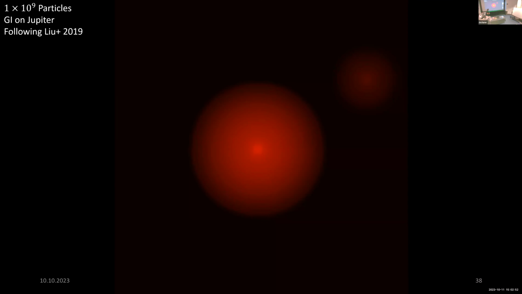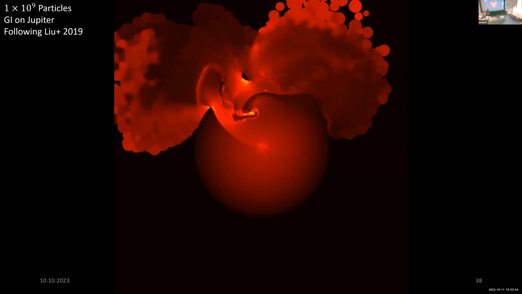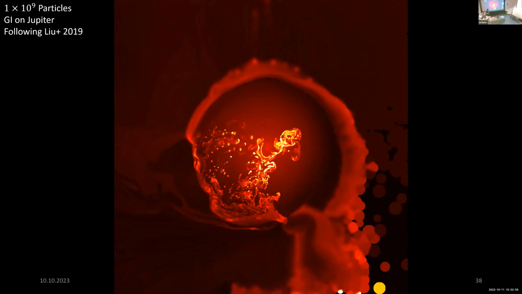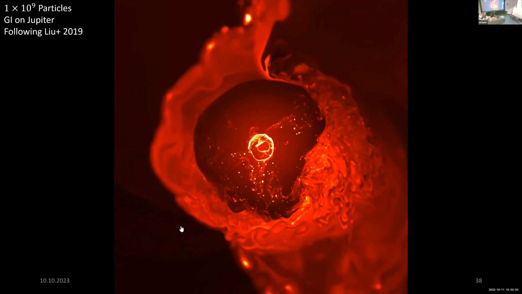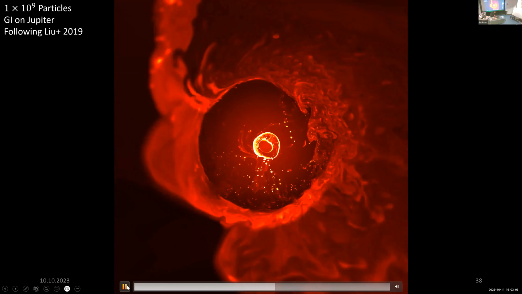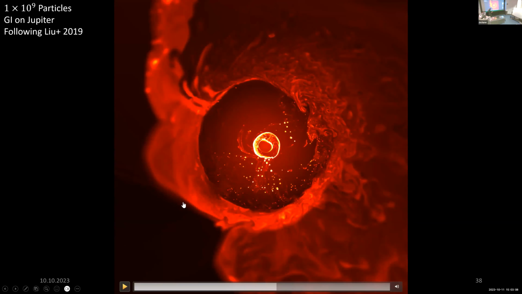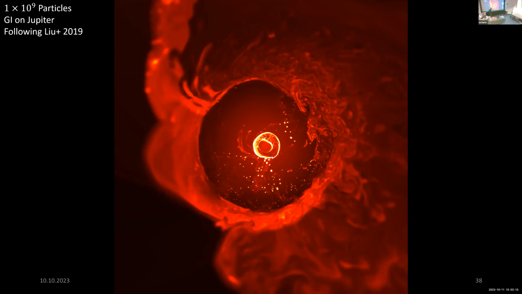And it's the same thing again in temperature, which is a slice again. And here I want to actually pause this maybe. If you look at this region, all the turbulence that we get here would just not be resolved in a low resolution simulation. Yeah, and with that, I end my talk. Thanks for your attention.